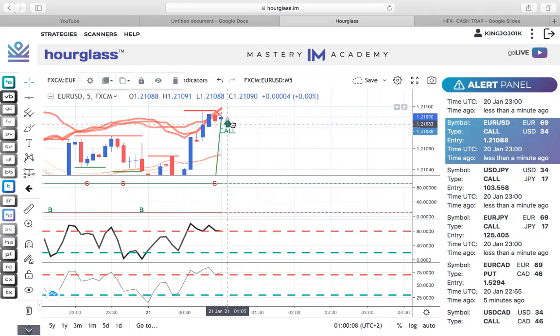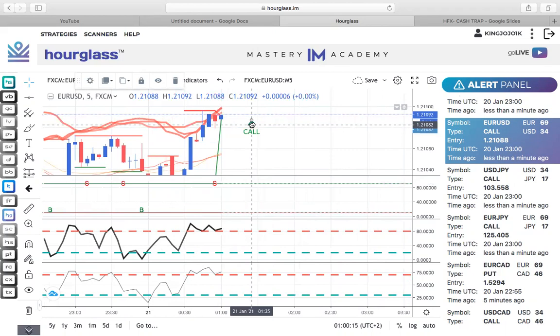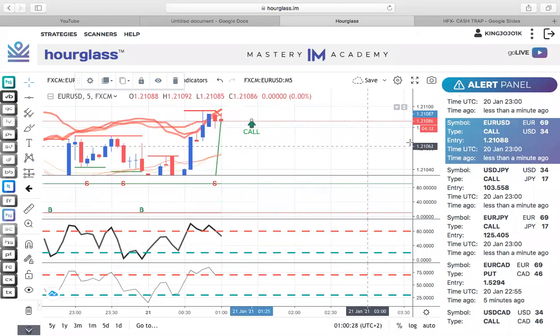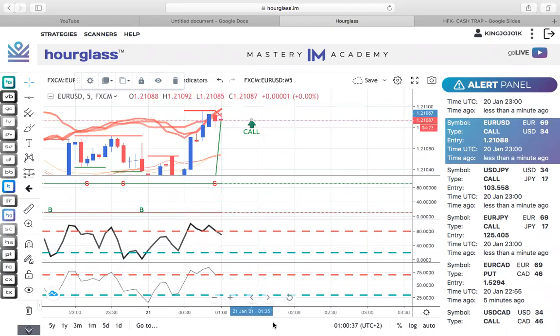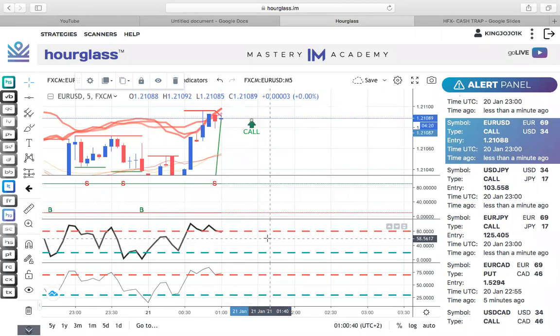So that's crazy. It repopulated. Everything repopulated. It didn't cross the line and everything repopulated. That's crazy. Drop a fire emoji in the chat if that's crazy.